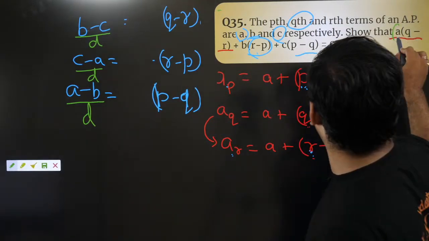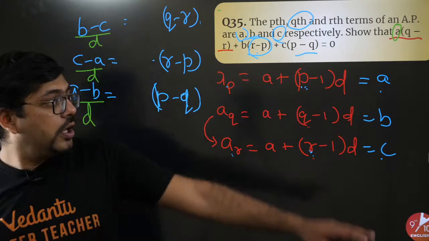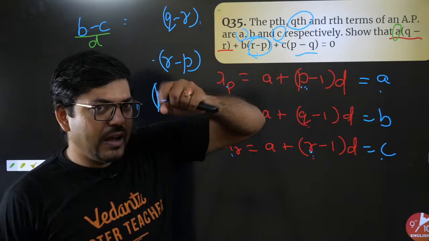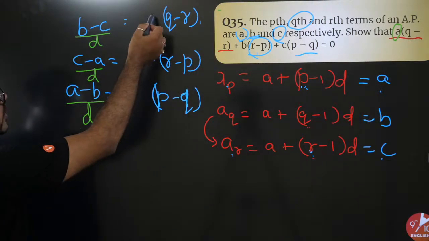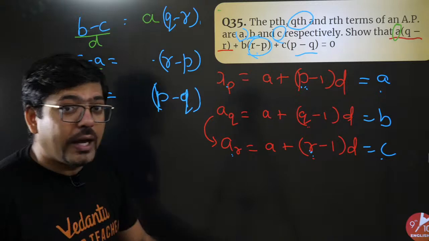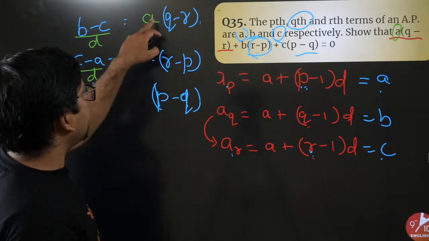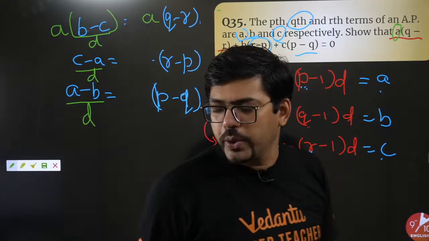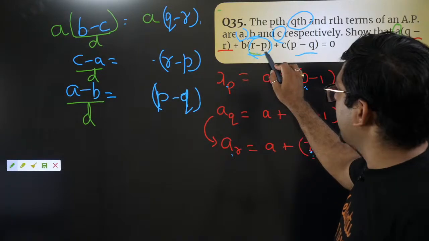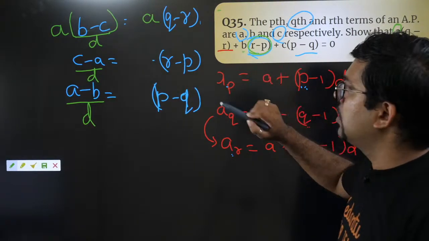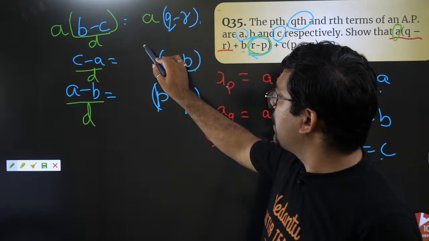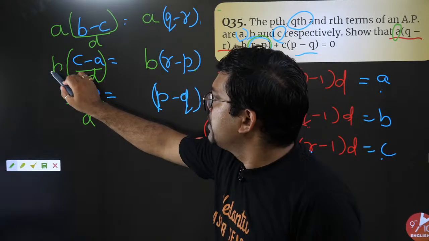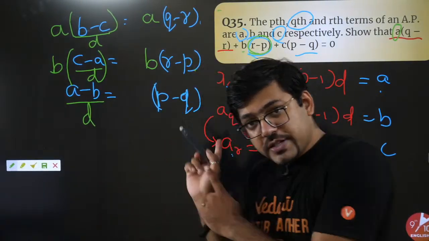Now please pay attention to what the question is saying. The question is saying multiply A with Q minus R. Where have I got Q minus R? Here. So I can't multiply only one side. If I have multiplied A here, I need to multiply A here as well. Next, the question is saying that you have R minus P, multiply B here. So if I multiply here, I need to multiply it here as well. See, I am not doing anything on my own. Whatever the question is saying, that I am doing.